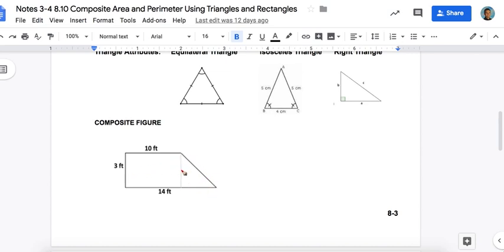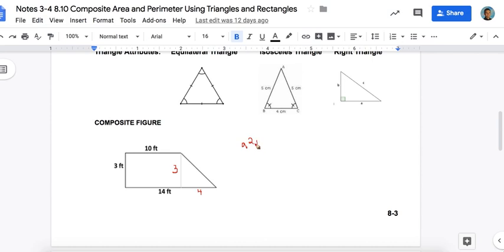Well, this side, I look, opposite sides are congruent. So if this side is 3, this side is also 3. And then I need the base of the triangle. So if this whole side is 14, and from here to here is 10, I can do 14 minus 10 to get this missing part. So this is 4 feet.